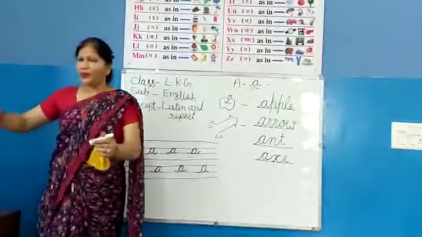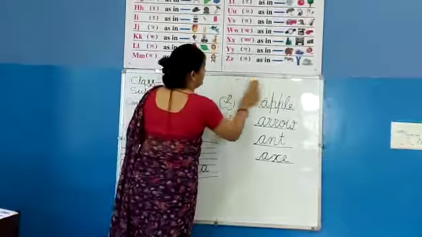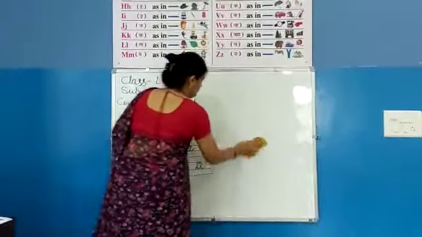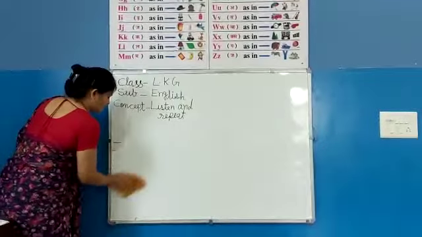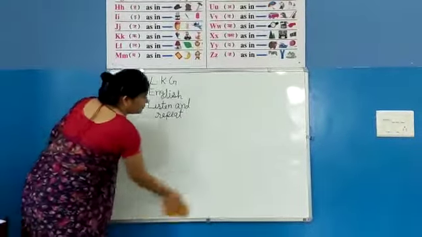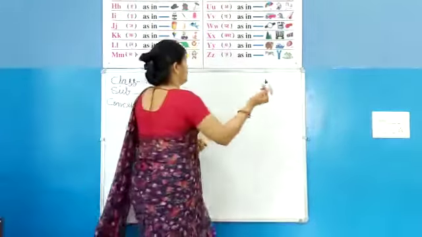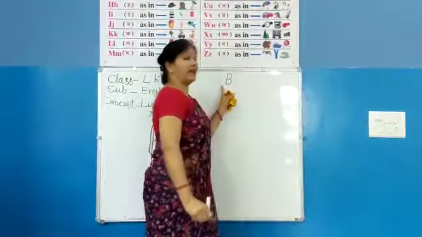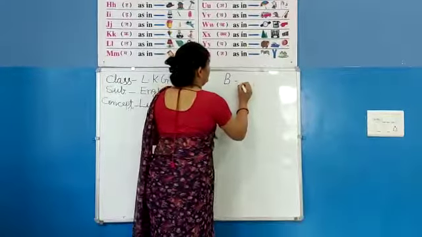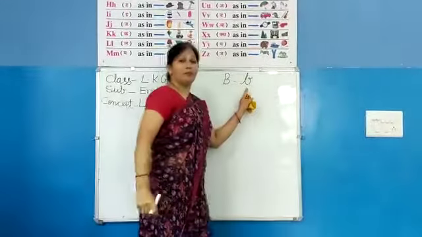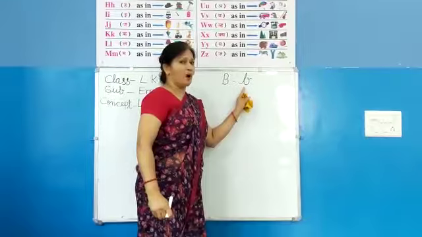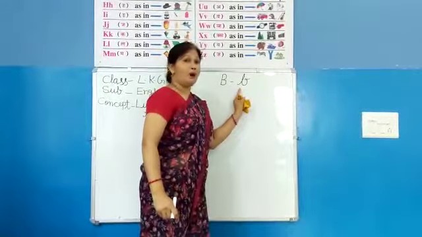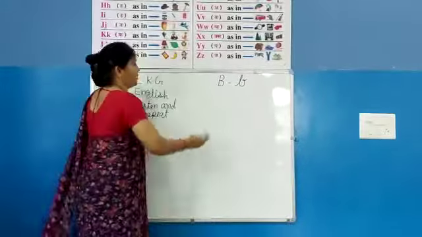Look at the board, children. Okay. Okay, children. This letter B, this capital letter. Okay, and this small letter B, small B and capital B. Okay, the sound of B, B. Okay, B. Sound B.